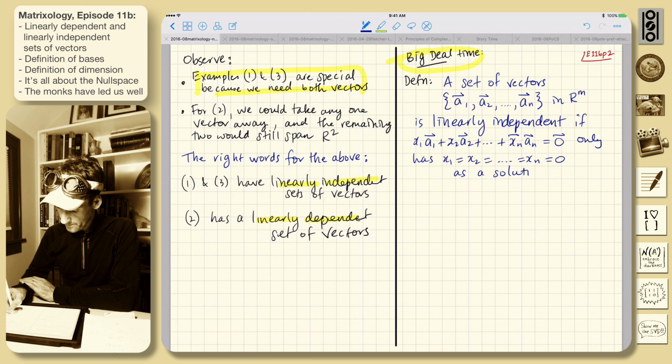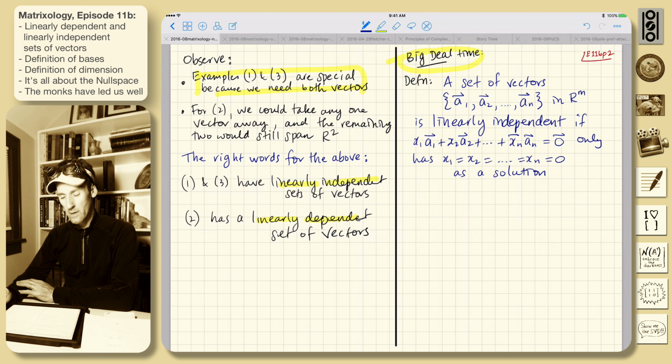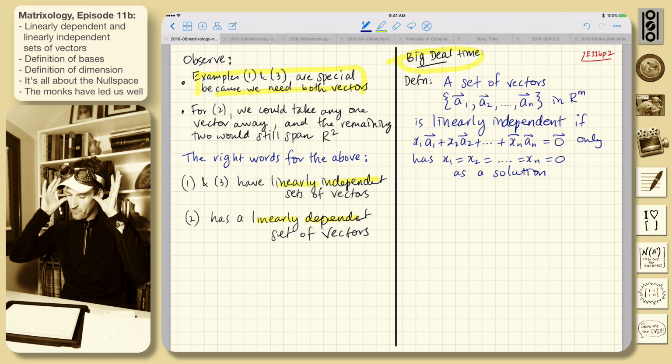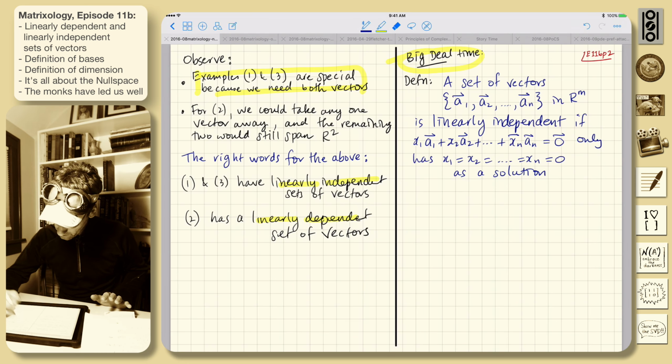So what is this madness? The only way to combine them to get 0 is with all zeros. It's a bit funny because we're going to define it this way. And I've got a hat where I shouldn't have a hat. Bad.